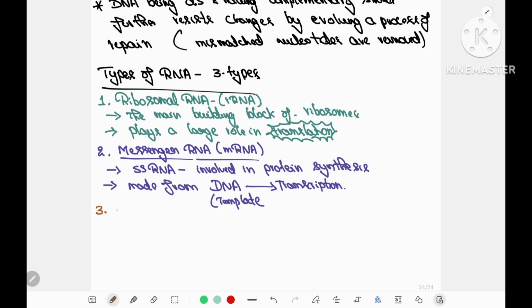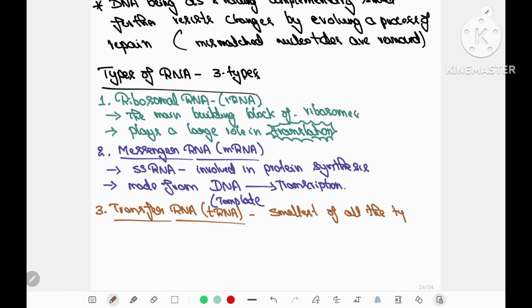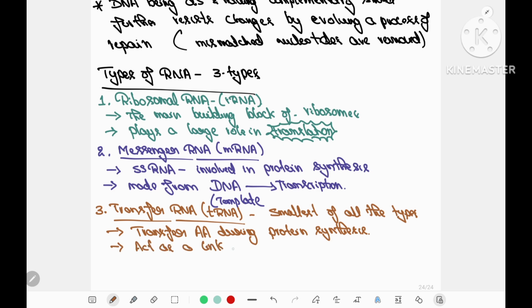tRNA is the smallest type of RNA; when we compare the structures of rRNA, mRNA and tRNA, tRNA is found to be the smallest. The function of tRNA is to transfer amino acids present in different parts of the cell to the site of protein synthesis, and the site of protein synthesis is the ribosome. It also acts as a link between mRNA and amino acids, hence it is called an adapter molecule.